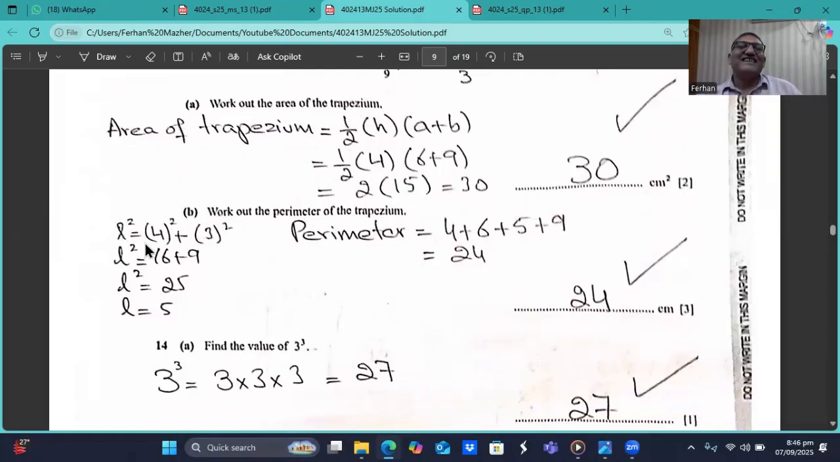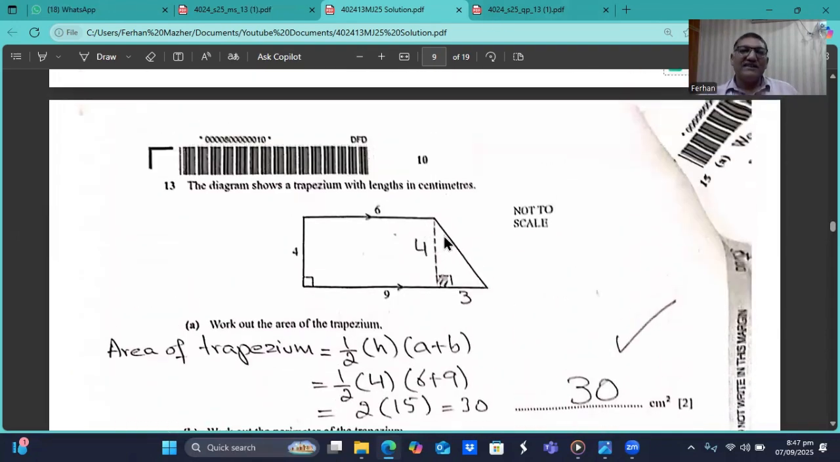So the hypotenuse square is equal to the perpendicular square plus the base square. So the L square equals 4 square plus 3 square. So L square is 16 plus 9. So that's L square is equal to 25. Take square root on both the sides. So that inclined thing will become 5. So now I know that this side is 5.